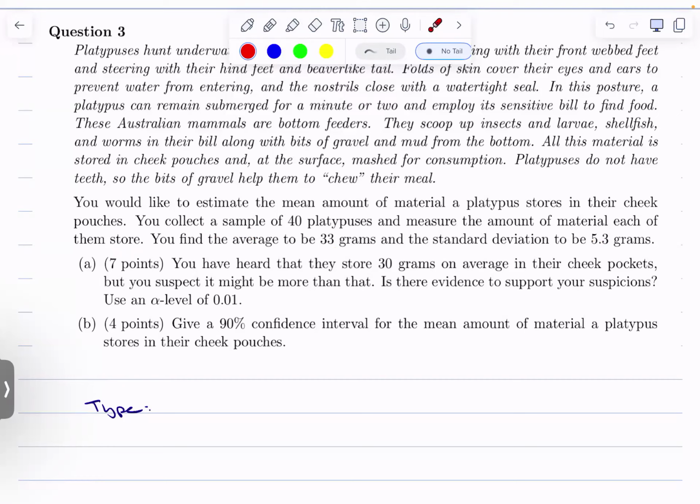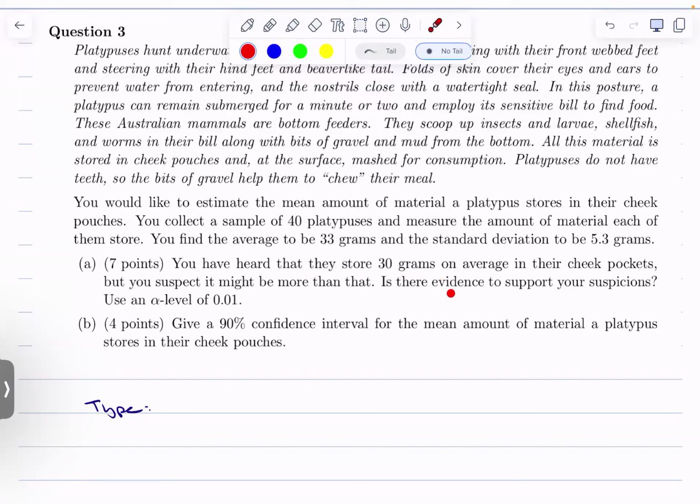Now, when I read this, I keep track of how many samples I have. Here, I only have one sample of platypuses. I have 40 platypuses, a mean and a standard deviation. So I'm leaning towards a one sample mean type of problem. The question says, you've heard that they store 30 grams on average in their cheek pockets, but you suspect it might be more than that. Is there evidence to support your suspicions?